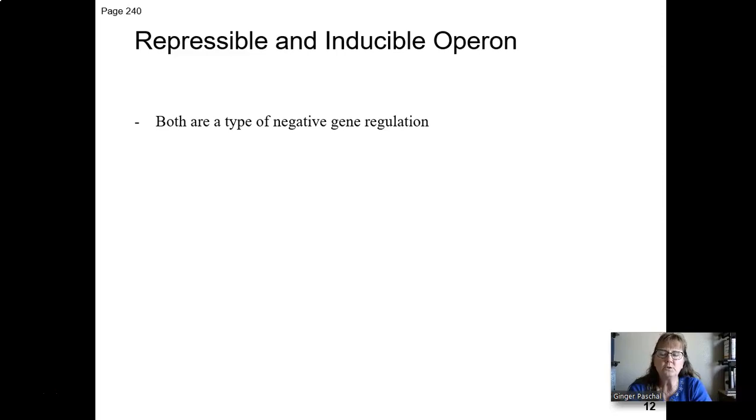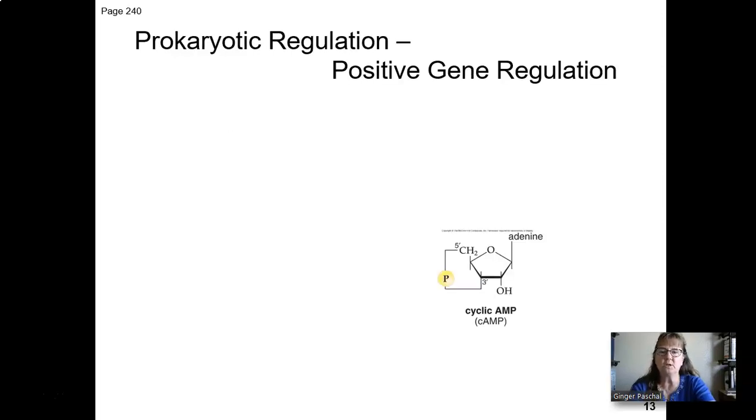Now, both repressible and inducible operons are types of negative gene regulation. So what we're doing in this case is we're saying "don't." That's why it's called negative gene regulation. We also have something called positive gene regulation. And again, we're still talking about prokaryotic regulation.